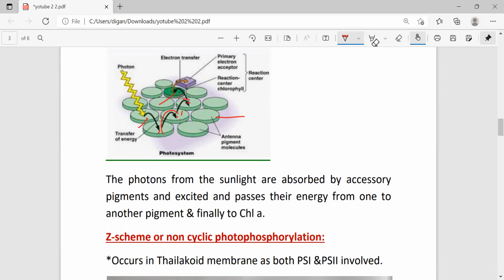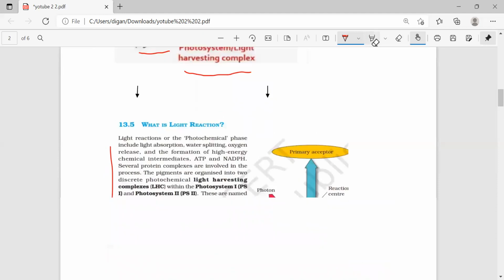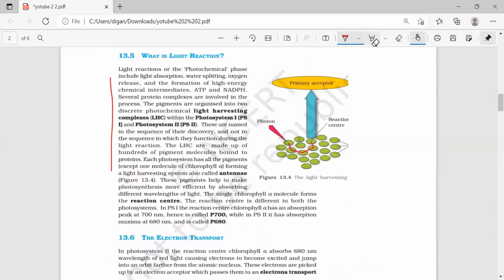So the primary electron acceptor plus chlorophyll A together work as the reaction center. And when chlorophyll A, the reaction center, gets the energy from the other pigments, it becomes excited and releases an electron, which is accepted by an acceptor known as the primary electron acceptor. So this is also a structure of the photosystem or light harvesting complex. If a question comes, you can draw this diagram or this diagram, or the diagram given in your NCERT book. Any one diagram you can draw.